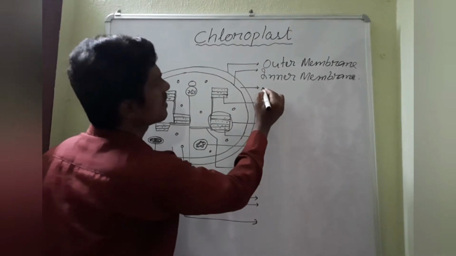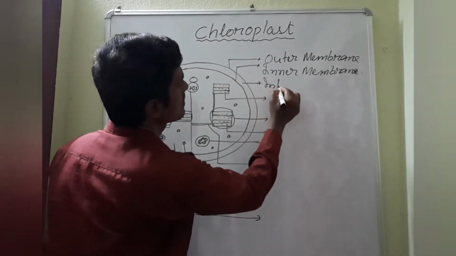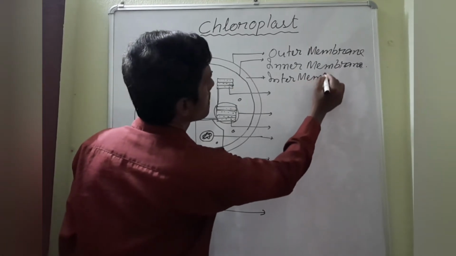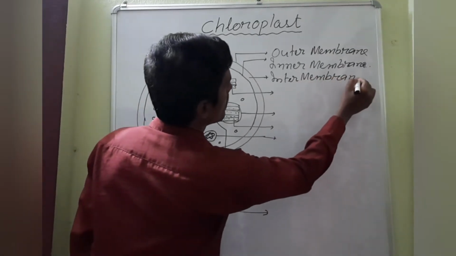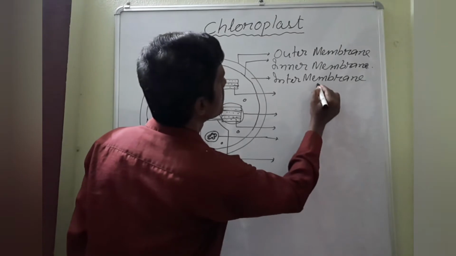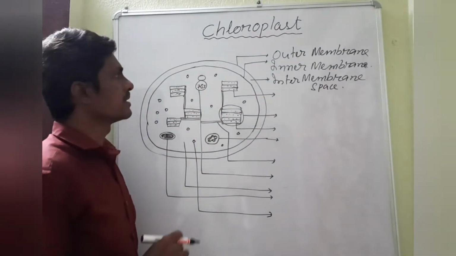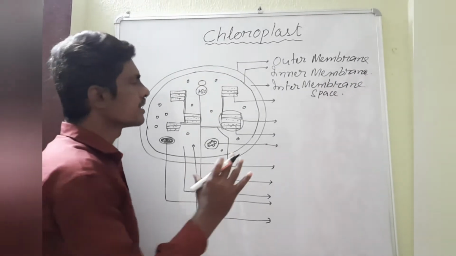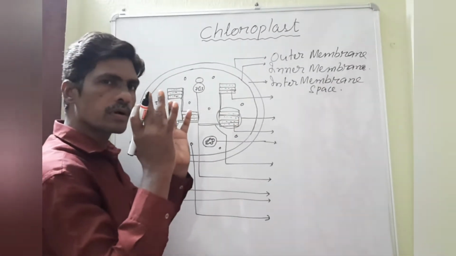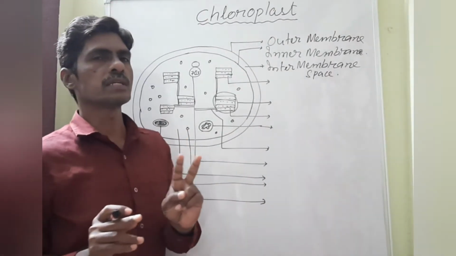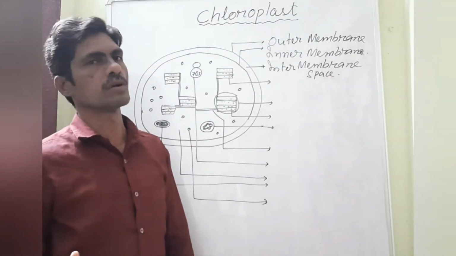The space, this is called the intermembrane space, between the two membranes, outer membrane and inner membrane. Now the main compartment of this chloroplast consists of two parts. One is called the green part, another is called the non-green part.